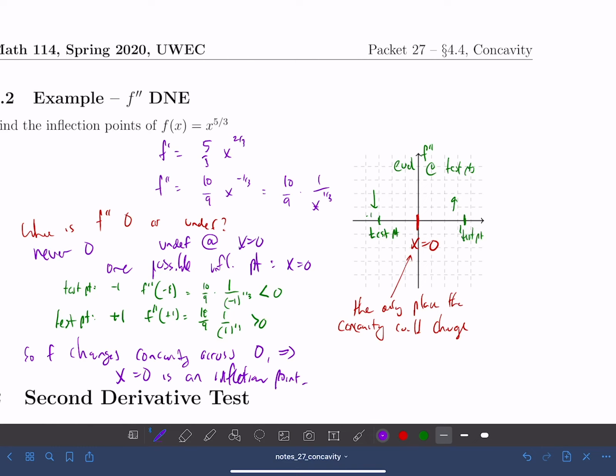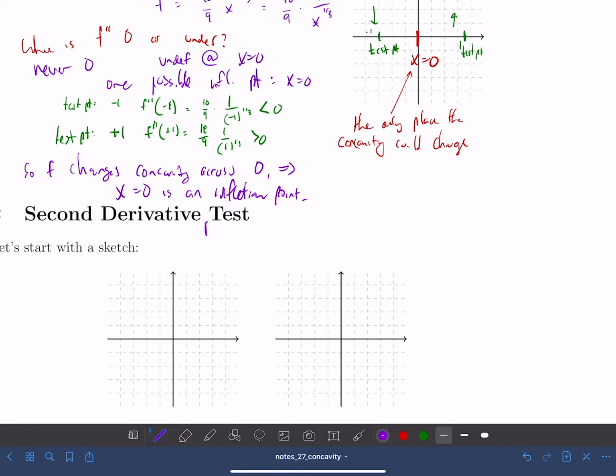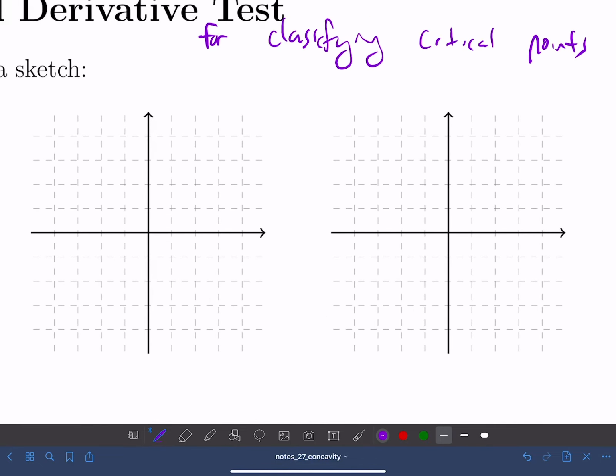All right, so now hopefully you know some about inflection points, possible inflection points, concavity, all those things wrapped up in the second derivative, which means we're ready to talk about the second derivative test. That is to say, the second derivative test for classifying critical points as being local mins or local maxes.